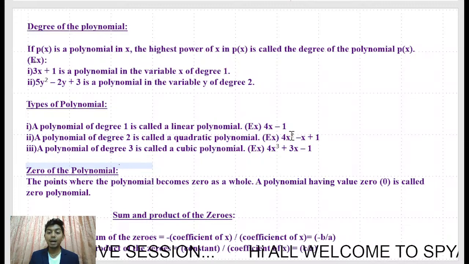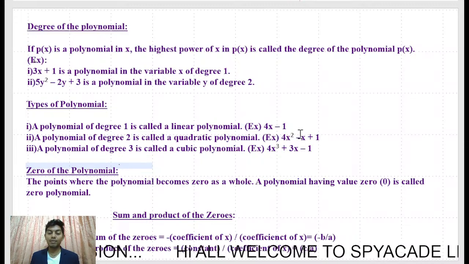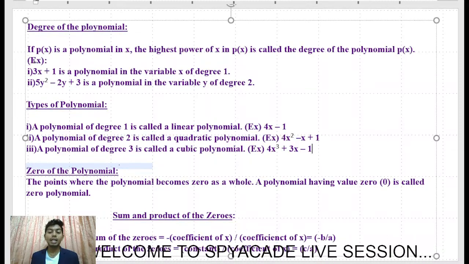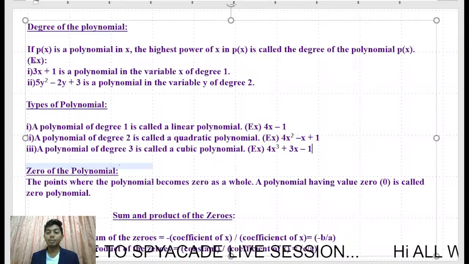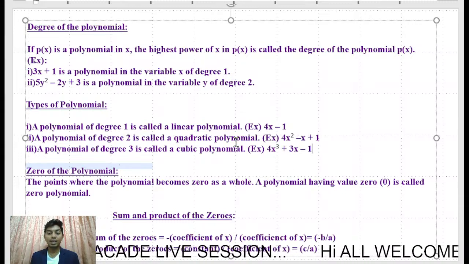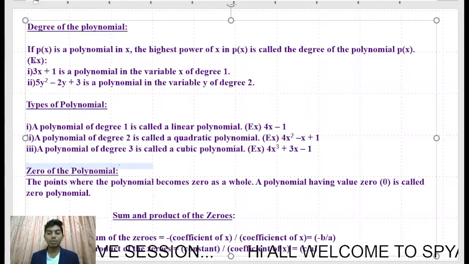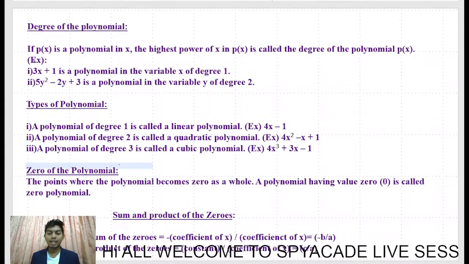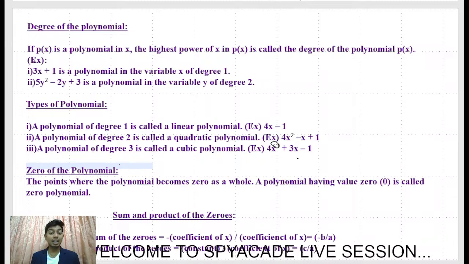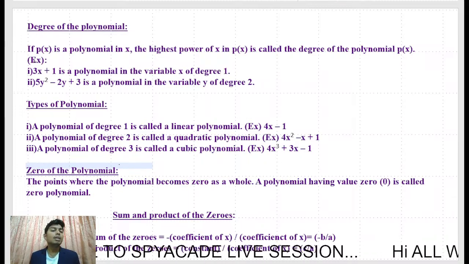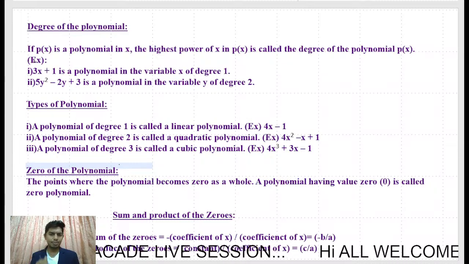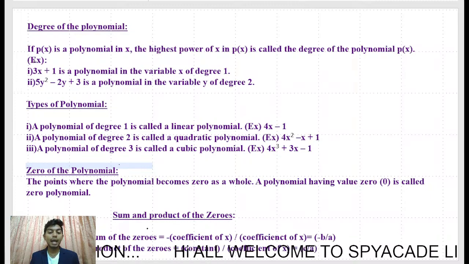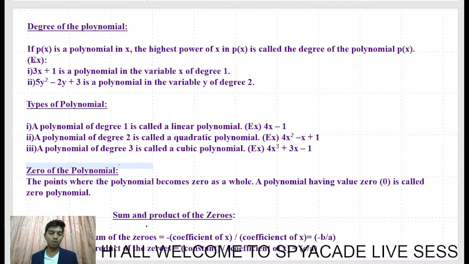Here the power is 2. In such a case, the maximum number of zeros will be 2. You will be having 2 zeros for this equation. And if the degree is 3, then you will get 3 zeros for that expression. Now let's move on to the next one, that is sum and product of the zeros.